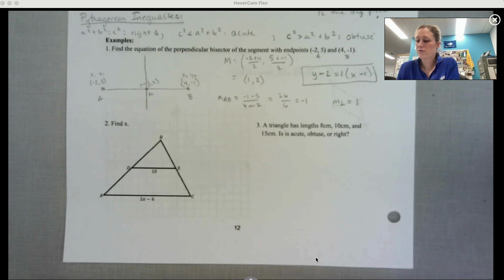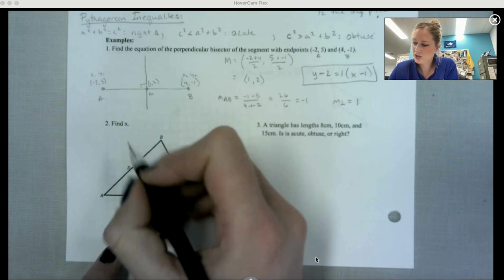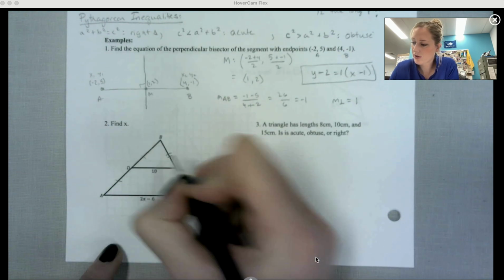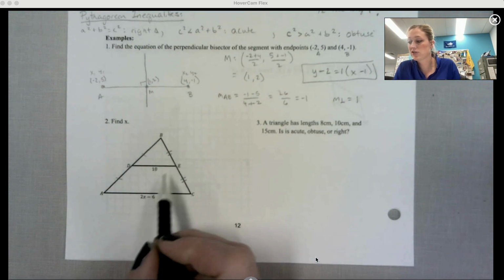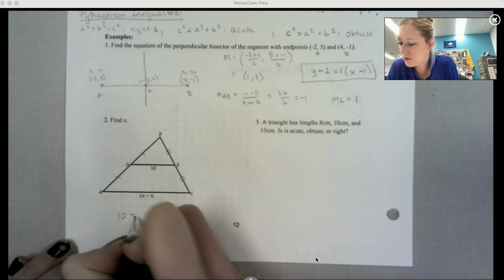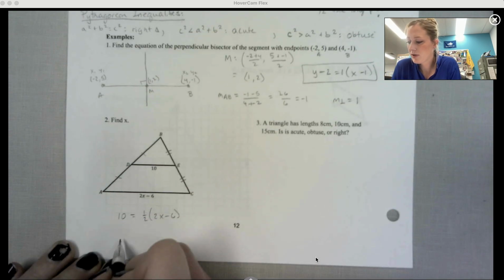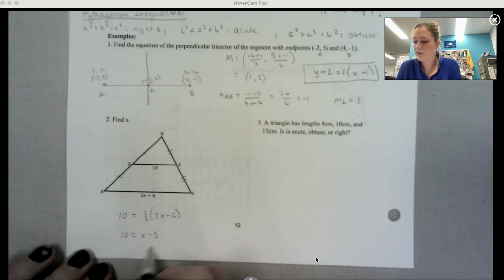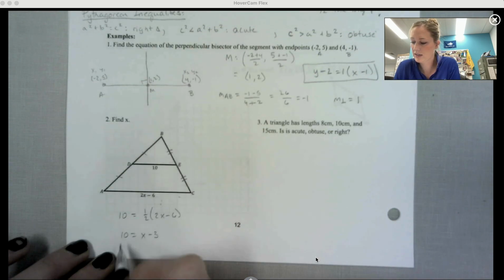All right, number 2, find x. I'm going to add some markings down here, you guys. This is a midsegment, so I'm going to add some markings so we know that. This is a midsegment because those two are midpoints that are being connected. So remember, this is equal to half of the base. So 10 is equal to half of 2x minus 6. And half of 2x minus 6 is x minus 3. So I can solve this for x just by adding 3 to the other side. So we get 13 for x.